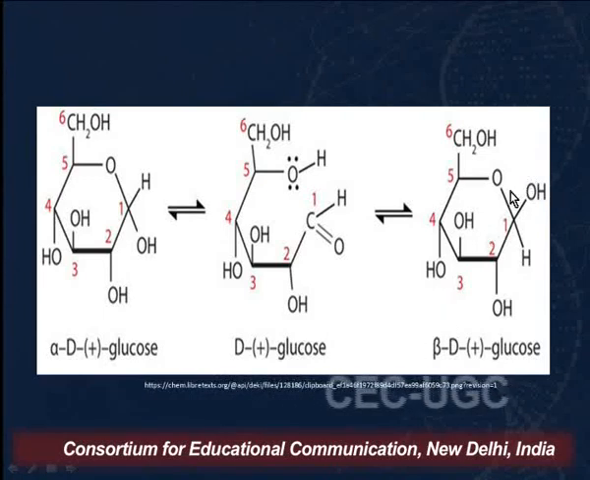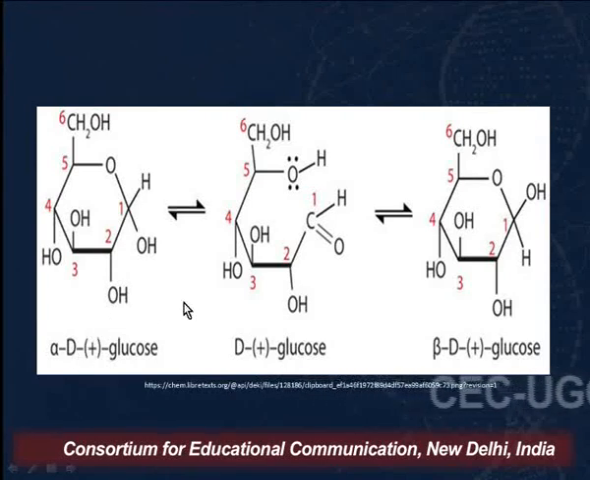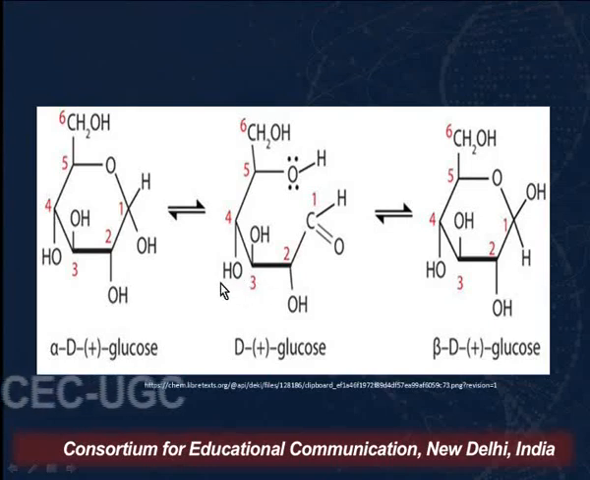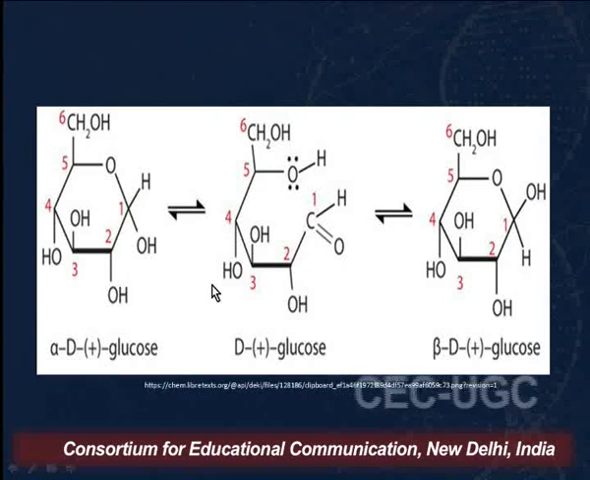So this would be the beta configuration, or this is the beta anomer and this is the alpha anomer. And of course you know that this D will indicate that the OH is on the right hand side at the highest numbered asymmetric carbon. Now when we are dealing with this, let me ask you one question here.